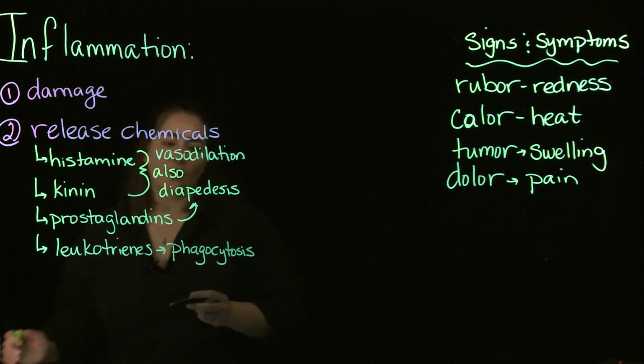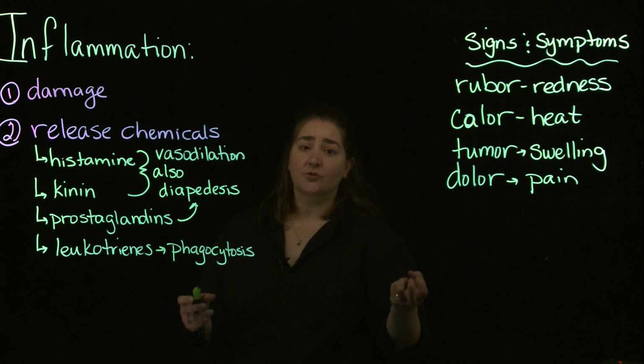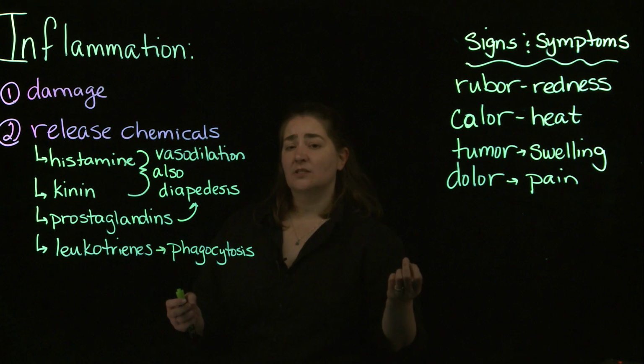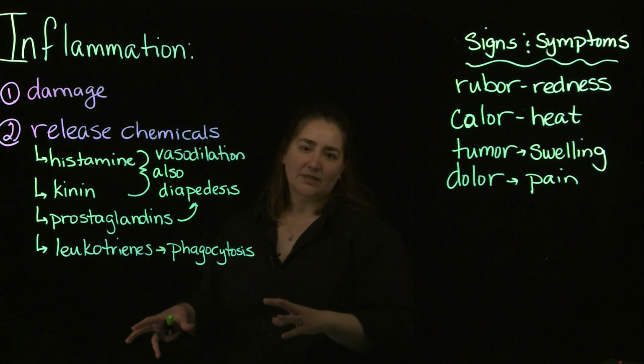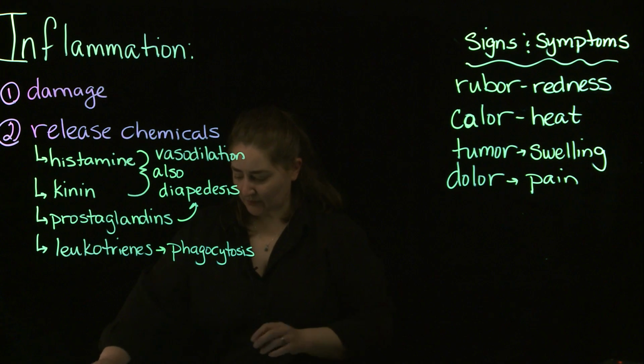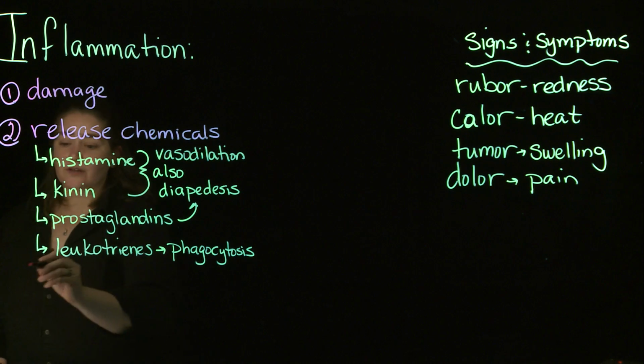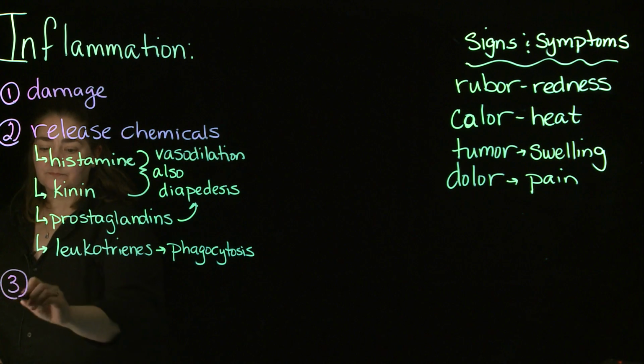Leukotrienes are more involved in essentially telling those phagocytic cells, the neutrophils, the macrophages, the dendritic cells, that they need to attach to something. All right? But we're going to have chemicals that are going to be released that are going to increase the blood flow to the area.